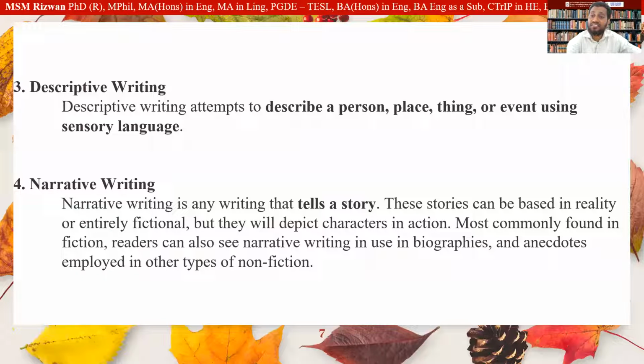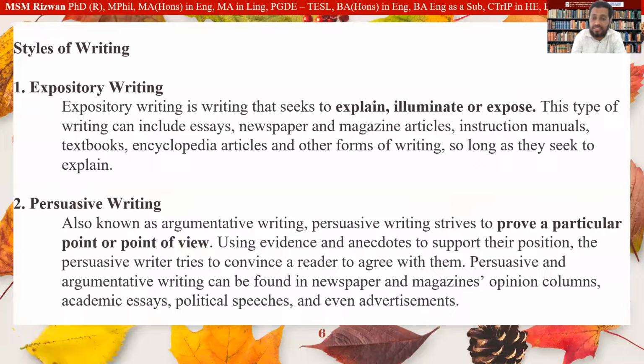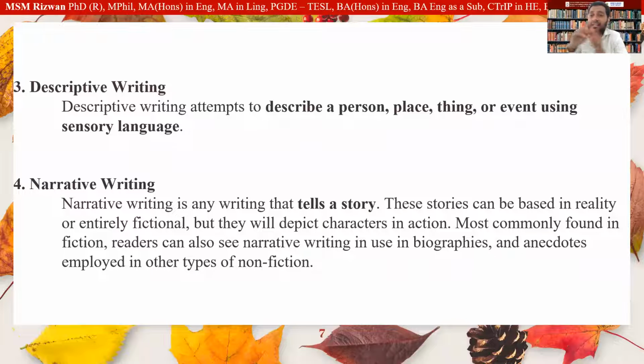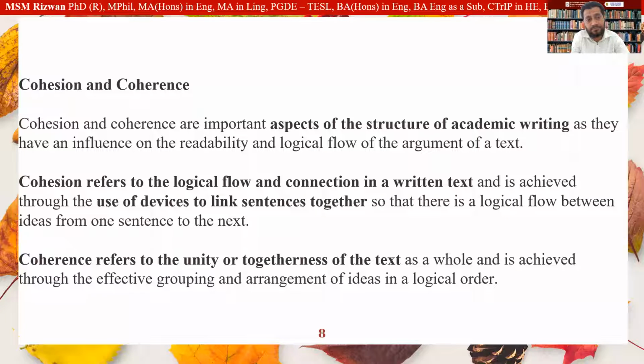So dear students, ladies and gentlemen, you have to understand and know the styles of writing as we discussed so far: expository writing, persuasive writing, descriptive writing, and narrative writing. Now you know the elements of writing, the types of writing, and styles of writing, and with all this comprehensive knowledge, you are expected to develop paragraphs for academic purposes. In the development of academic writing, you have to focus your attention on two terminologies, cohesion and coherence.